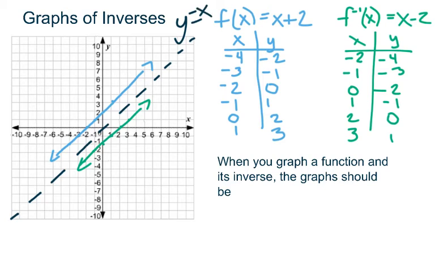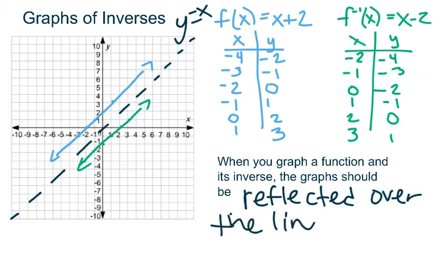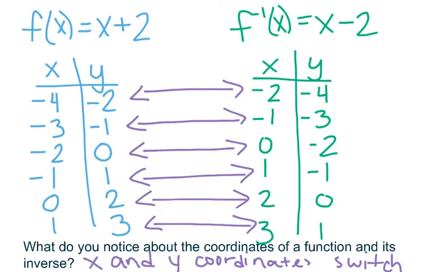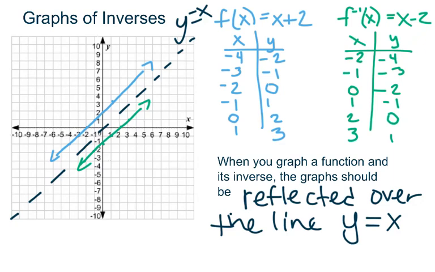a function and its inverse, the graphs should be reflected over the line y equals x. So that's that black line I just drew. It's a diagonal line, and the graphs should always look like they've been reflected over that line. It doesn't mean that they're going to be parallel to each other. That was just this example, but they should always be a reflection of each other, a diagonal reflection. Okay, so the coordinate points are going to switch. The graphs are going to look like a reflection.